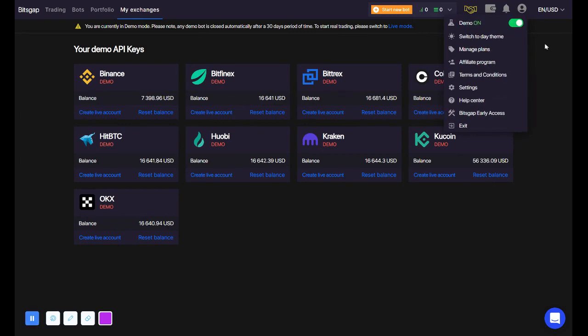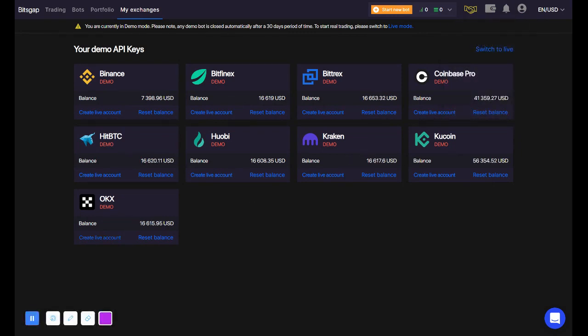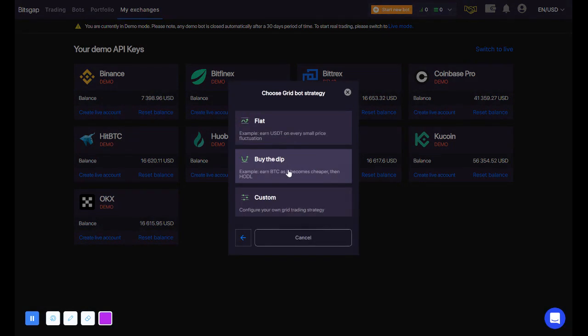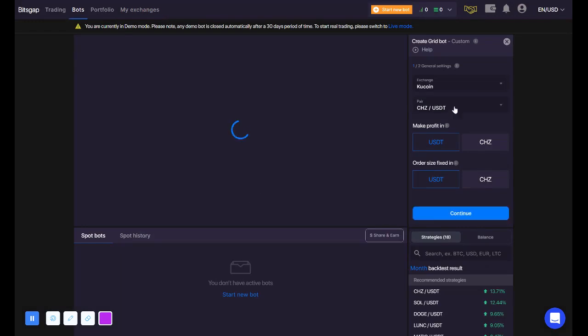There are many trading bots. However, there is only one that does it the best. It's called a grid bot. Pick custom to get the most settings to optimize the bot. Have your exchange picked that you will be trading and have your assets already in.